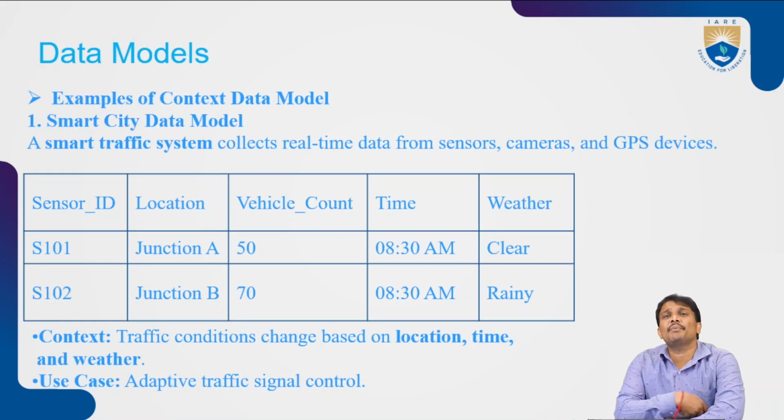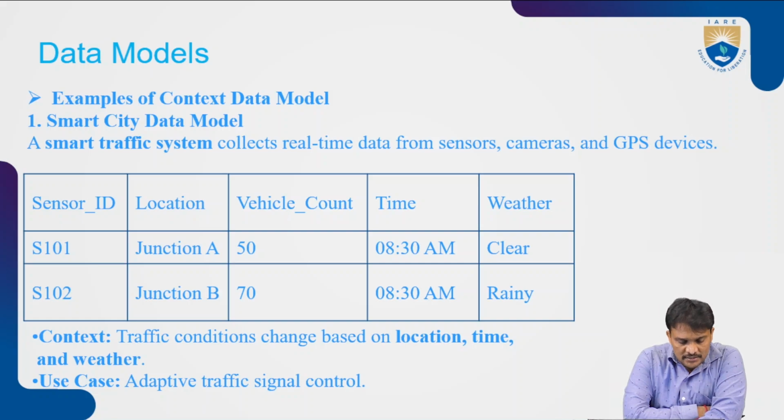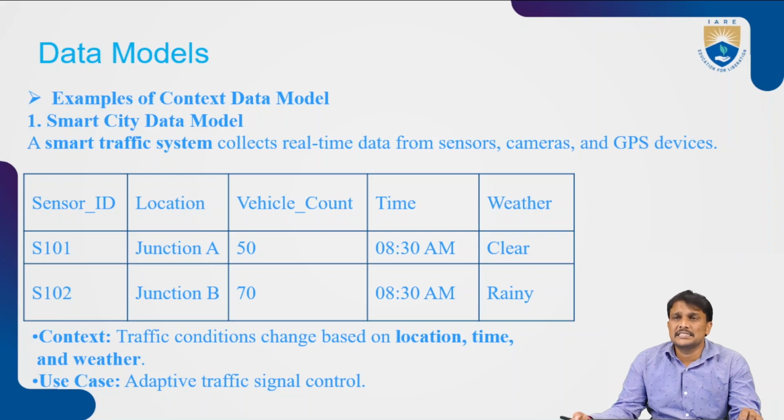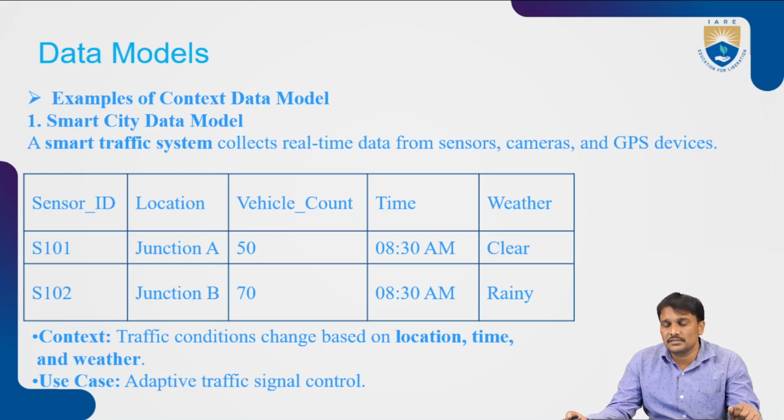When you see the example of context data models, take the smart city data model, a smart traffic system which collects real-time data from sensors, GPS devices, and cameras. Here the sensor has a sensor ID, location, vehicle count, time, and weather. So these are the attributes. Sensor is the relation which consists of the sensor ID, location, vehicle count, time, weather.